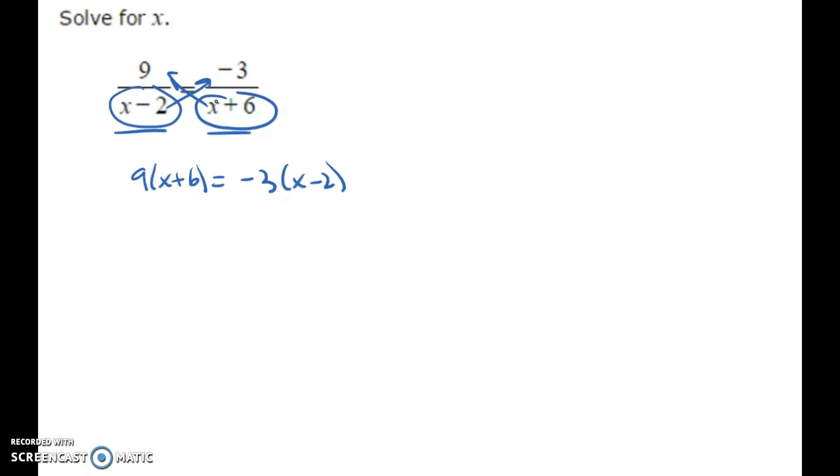And the reason why this is working, basically, it's not that we can just cross multiply like this. What I'm really doing is multiplying this side by x plus 6 and this side by x plus 6, but these are canceling off. And then I'm doing the same thing with the x minus 2. If I do this side times x minus 2, and then do this side times x minus 2, these are canceling off. But we can just cross multiply to make it easier for ourselves.